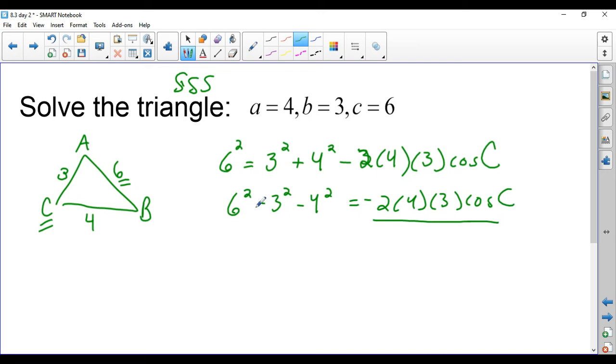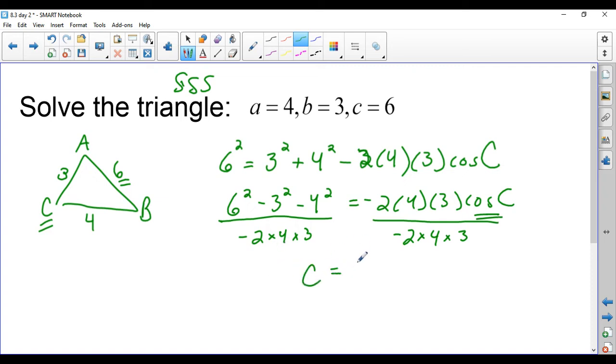Then you're going to divide both sides by -2 times 4 times 3, and use the fraction bar in your calculator if you can. I think most of you figured out what you needed to do yesterday. If you're having any calculation issues, let me know. This is all equal to cosine of C, so then you would take the inverse cosine of that, and you would get that angle C is 117.28 degrees.